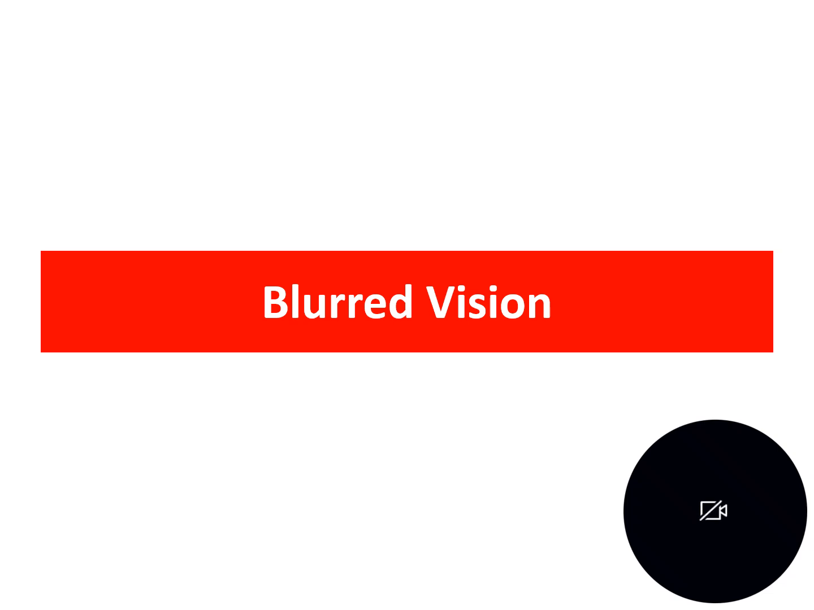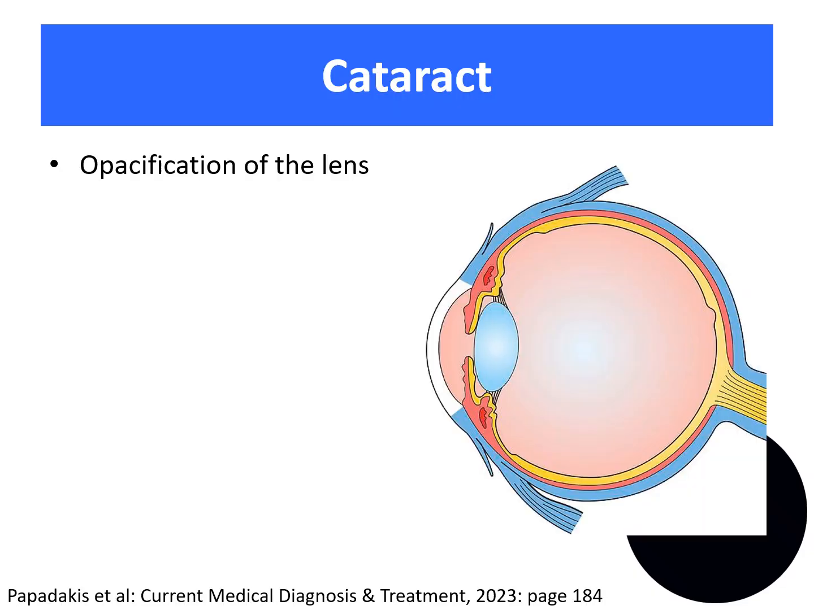This is the diagnostic triad associated with blurred vision. Blurred vision is another serious condition that could be caused by emergency situations, but the most common causes of blurred vision would be non-urgent conditions. The first of which is a cataract.